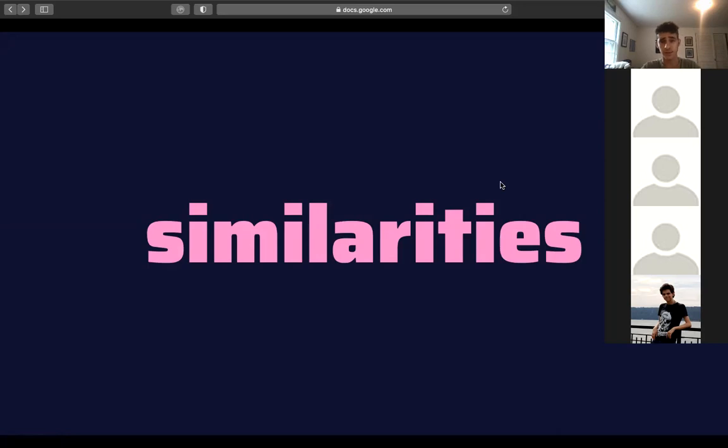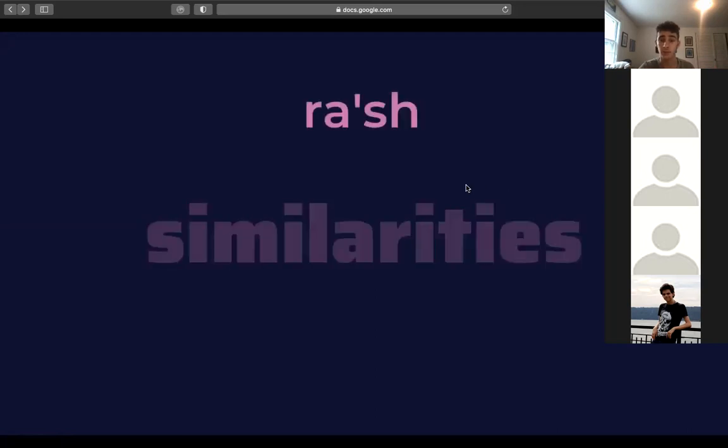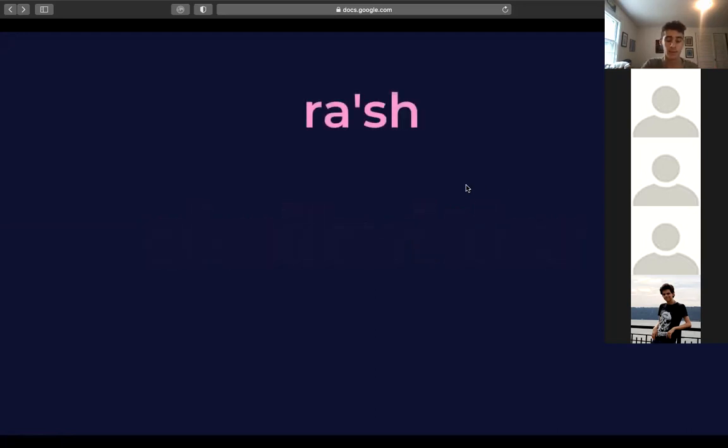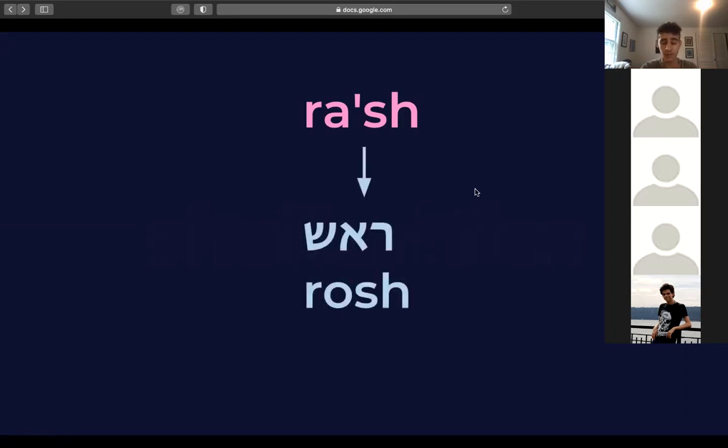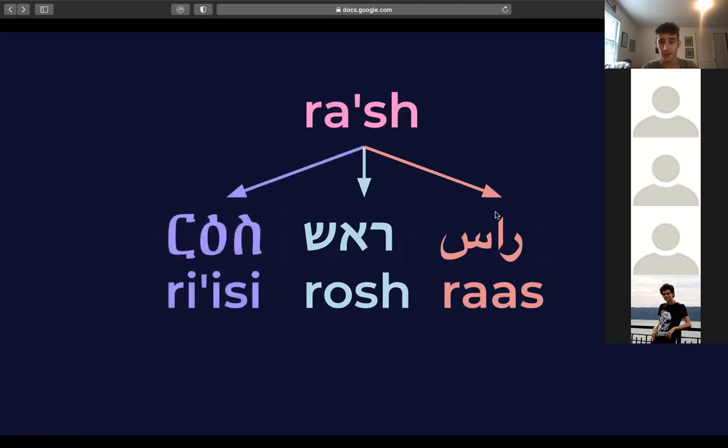So there are 2 main sources of the similarities. And the first source of the similarities accounts for almost all of them, and that's just that they all descend from a common ancestor, Proto-Semitic, which is why they're called Semitic languages. So one Proto-Semitic word could evolve differently into each language. For example, the Proto-Semitic word Rashed, meaning head, evolved into Rosh in Hebrew, Ras in Arabic, and Isi in Amharic, as well as into the other Semitic languages, all meaning head, although sometimes the meaning does change.